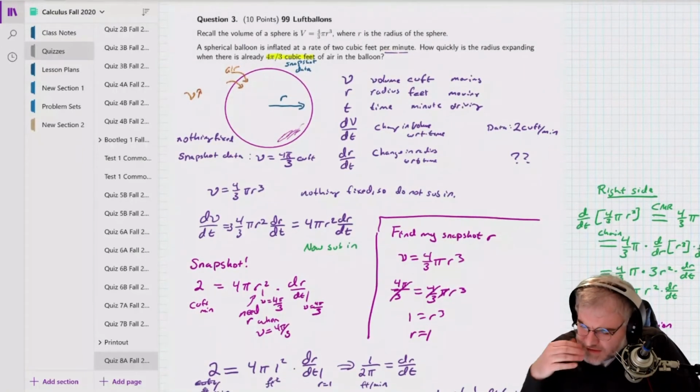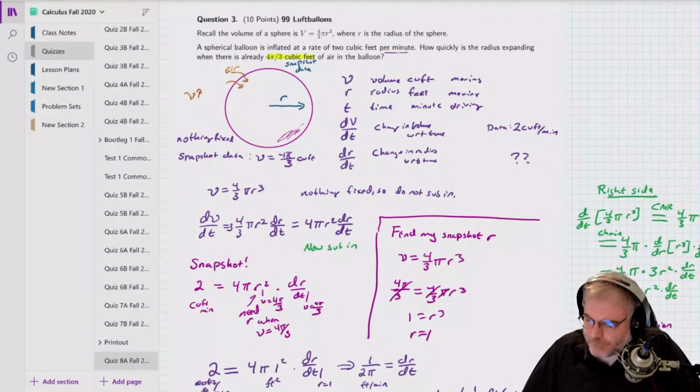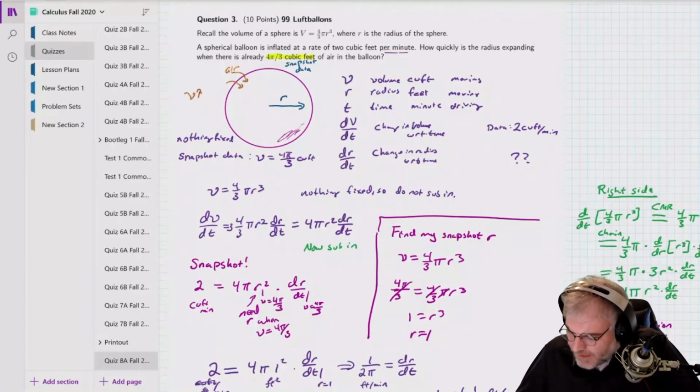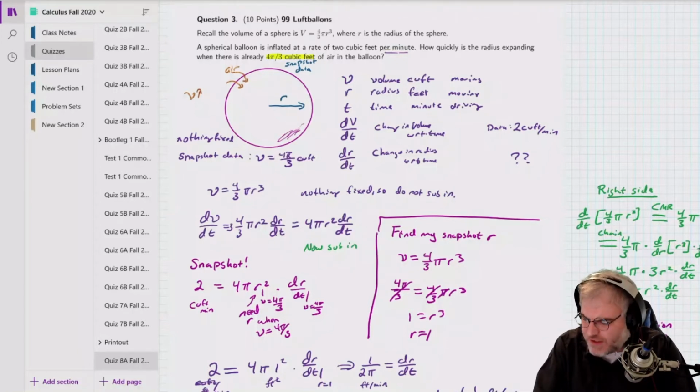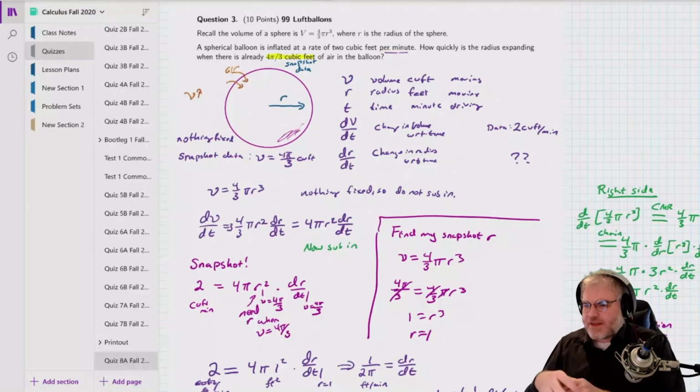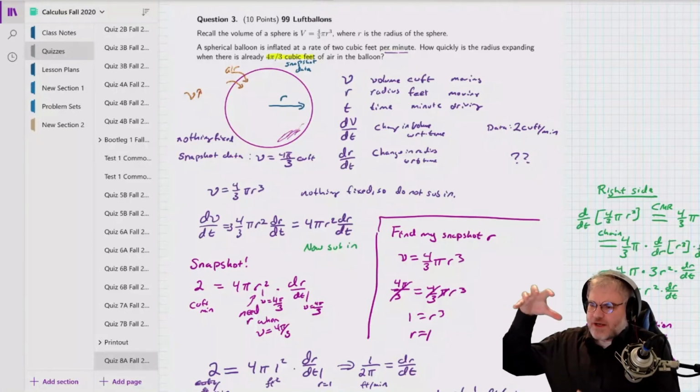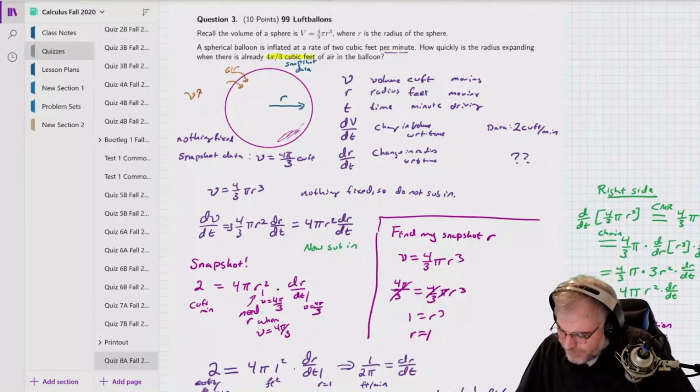All right, so I've got a sphere. And I've got the formula for its volume. So here's what's going on here. The radius is expanding, right? So the sphere is getting bigger. Air is being pumped into the thing. Surface area getting bigger, volume getting bigger, radius getting bigger. And my question is, how quickly is the radius expanding at a certain time?